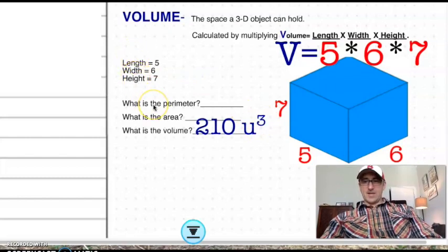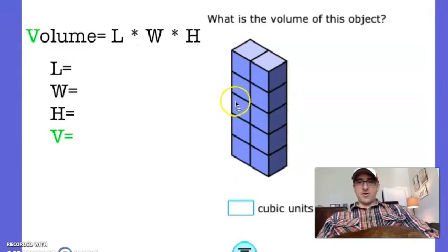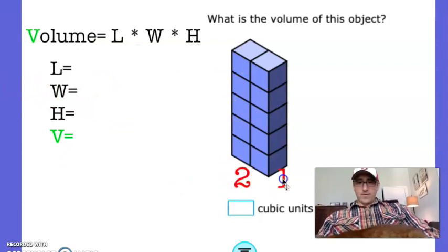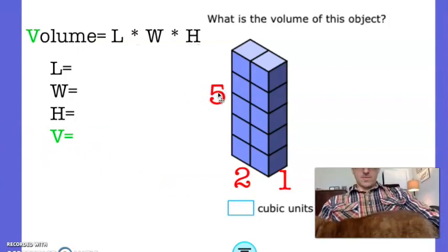Let's try another example that is not in your notes. In this example, you can see that our volume that we're going to be calculating has already been broken up into little cubes. The length here looks like 2 cubes. The width looks like 1 cube. And the height looks like 5 cubes.